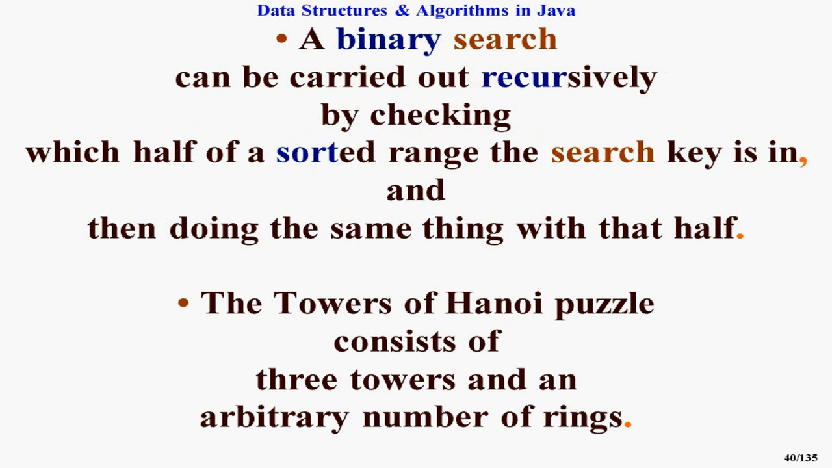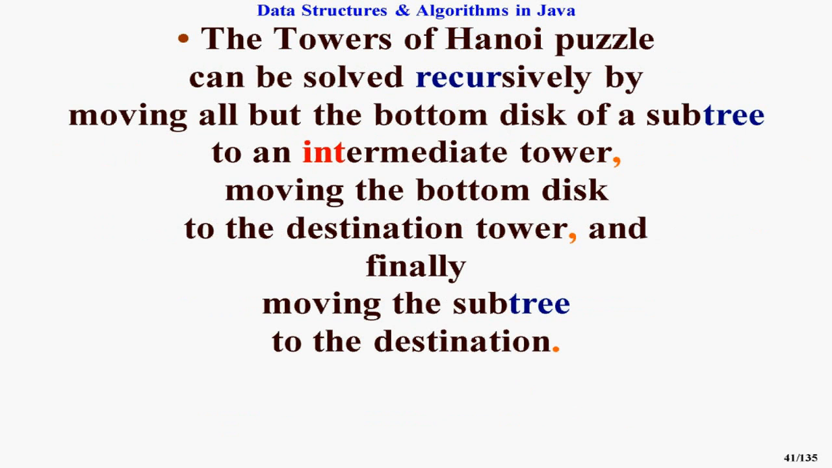The Towers of Hanoi puzzle consists of 3 towers and an arbitrary number of rings. The Towers of Hanoi puzzle can be solved recursively by moving all but the bottom disk of a subtree to an intermediate tower, moving the bottom disk to the destination tower, and finally moving the subtree to the destination.